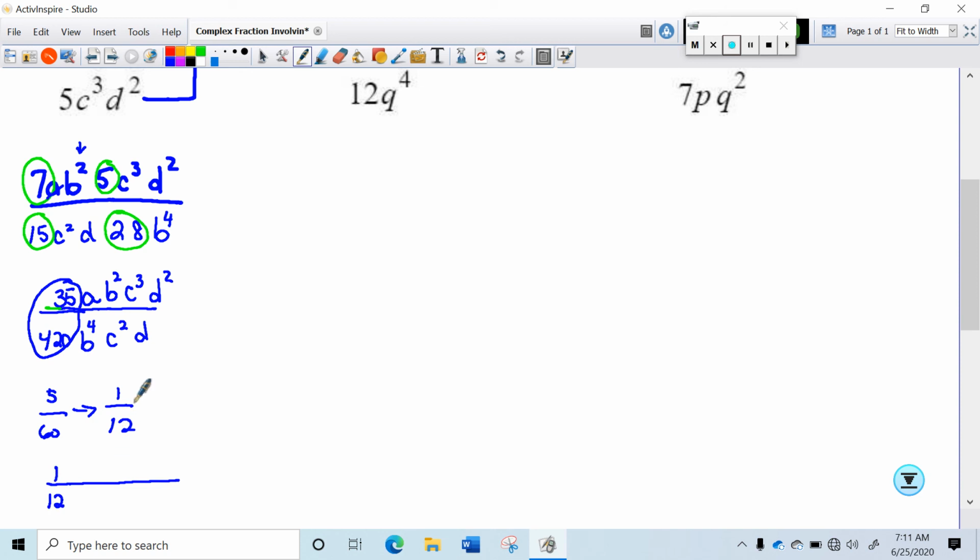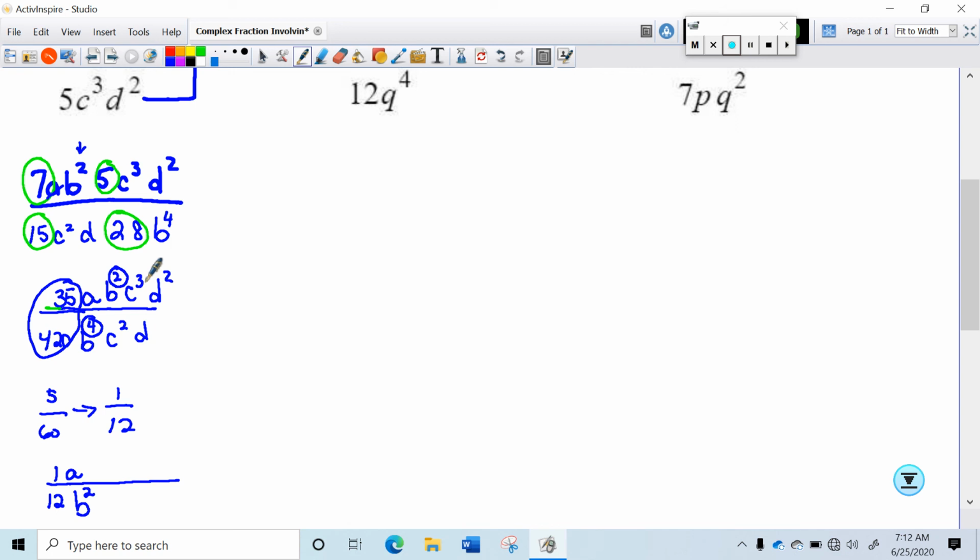Now I deal with the variables. I do one letter at a time. For my A, I have 1 on the top. For my B's, I have top and bottom. So here's what you do in that situation. You want to look at the exponents, and wherever the largest exponent is is where you place your B. So I have a 2 and a 4. The largest exponent is 4. That's on the bottom, so I'm going to place my B on the bottom, and then you subtract the exponents. 4 take away 2 is 2.